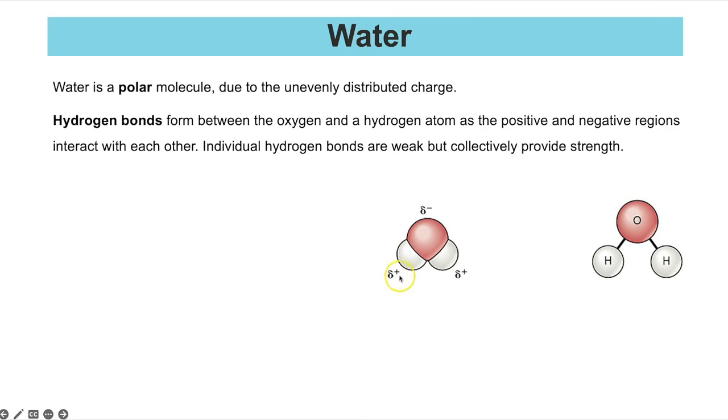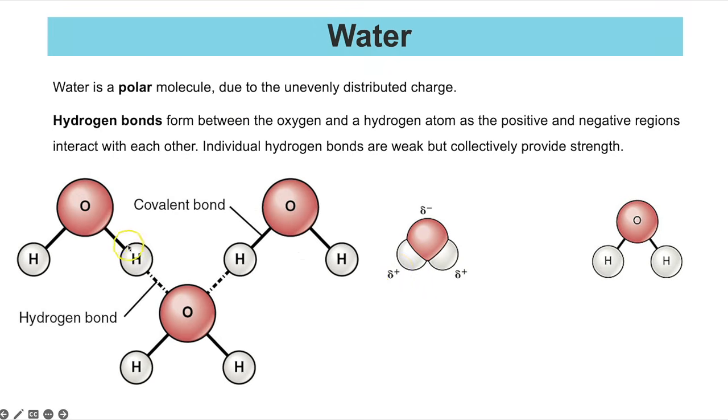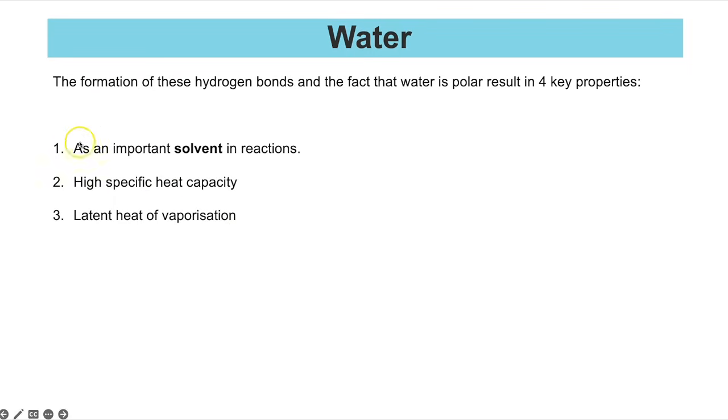And that is going to enable hydrogen bonds to form between different water molecules. And that's what we're shown here. We've got a hydrogen bond forming between the oxygen and the hydrogen of different water molecules. And it's the formation of those hydrogen bonds that provide the properties that we're going to be talking about of water. So the key properties that you need to know is that it's an important solvent in reactions. It has a high specific heat capacity and a large latent heat of vaporization.